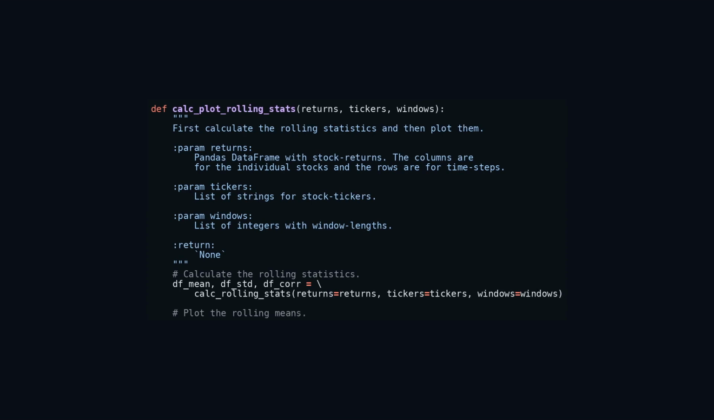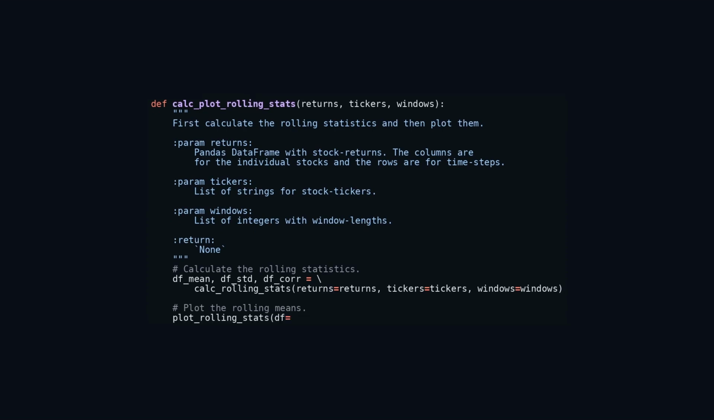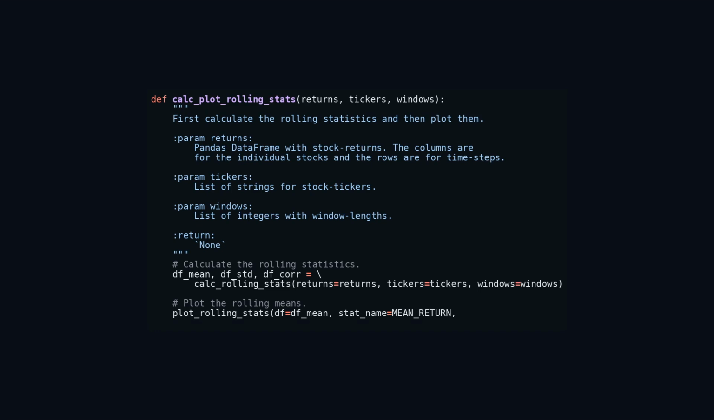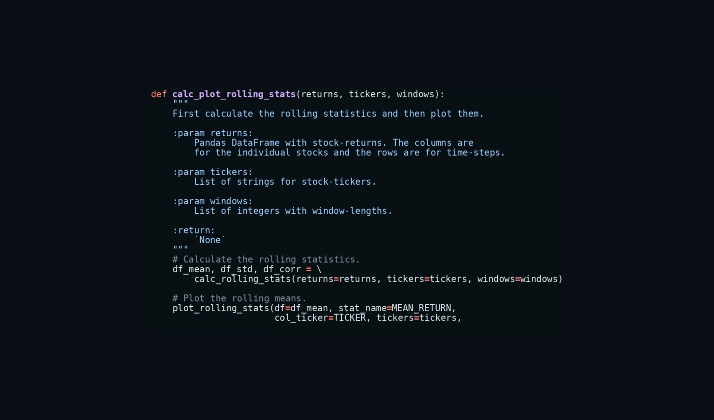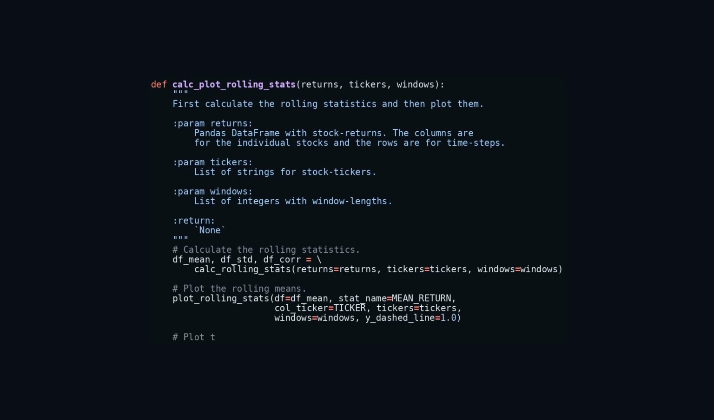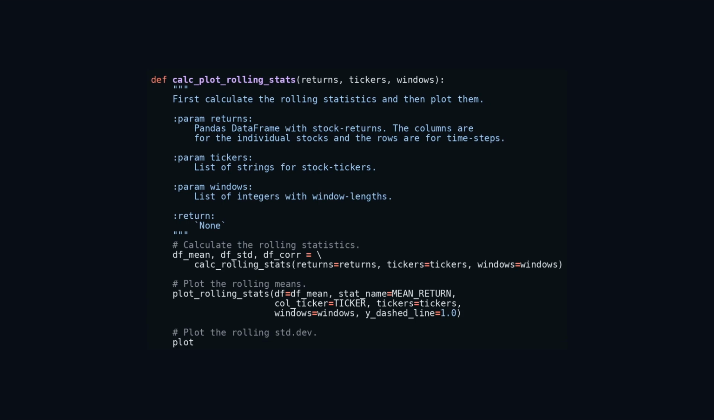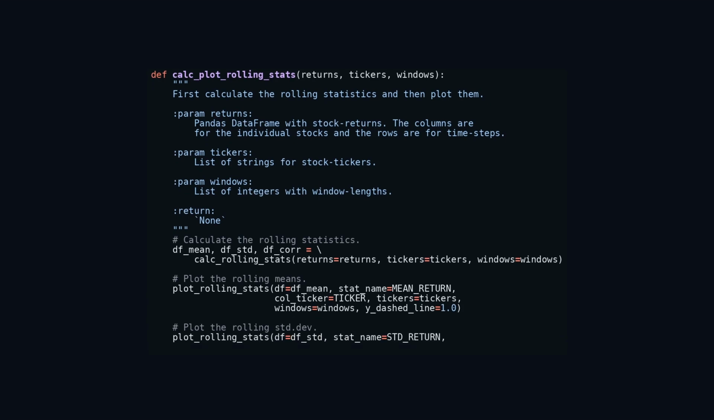Following this, the function proceeds to plot these statistics by calling 3 other functions responsible for plotting rolling mean, rolling standard deviation, and rolling correlations respectively. When plotting the mean return, the function adds a line at the value 1.0. For the standard deviation, it plots a line at the value 0.0, and similarly for the correlation, a line at the value 0.0 is plotted.